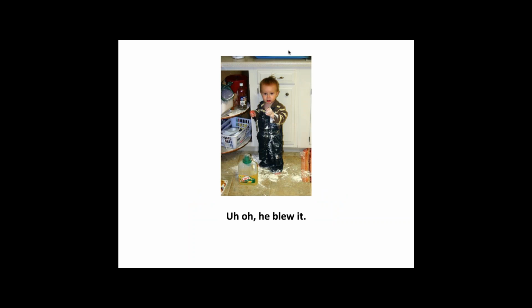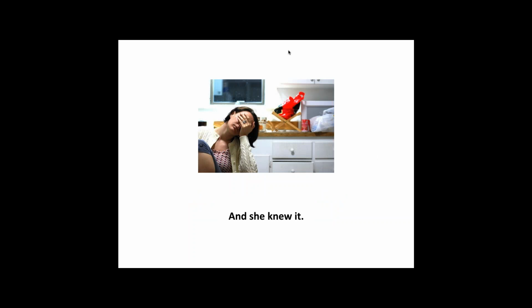Uh-oh, he blew it. Next page. And she knew it. So we've got a couple things going on here. We've got that rhyming of blue and new, but we've also got the wonderful use of he and she, and also of it. So we've got lots of words we've already talked about that we can jump in and model. And we're not asking that the students, as they look at this book, are trying to read the book by using their communication devices. We really don't want to push that.